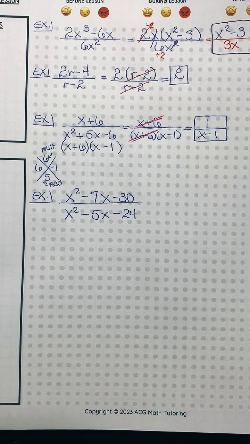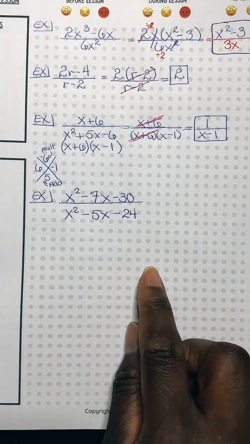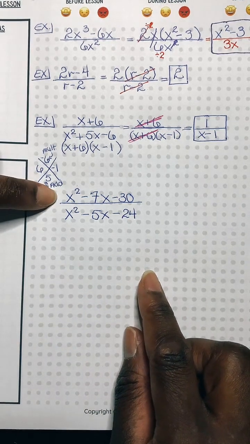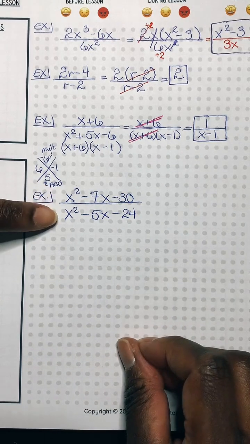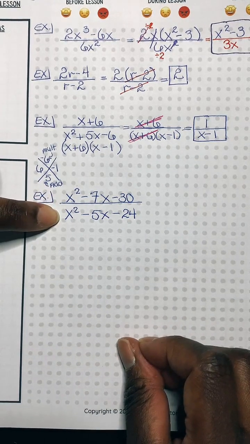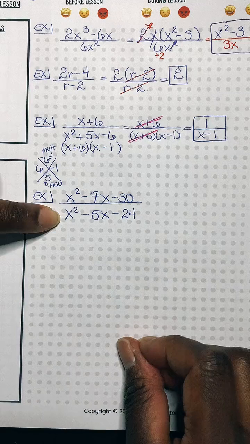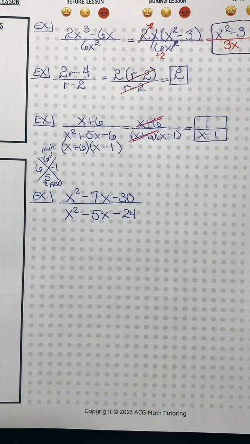All right? So, try to find the factors of the numerator and try to find the factors of the denominator. That's your first step. Okay. Oh, good.